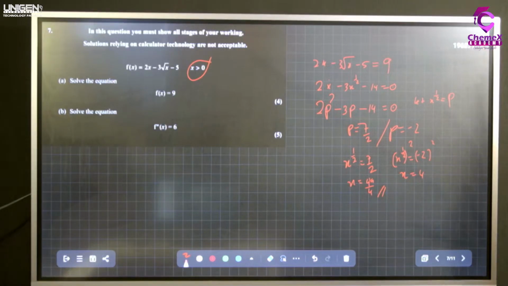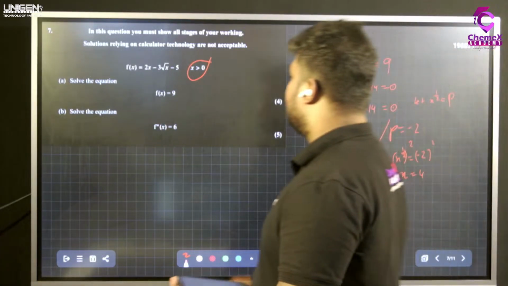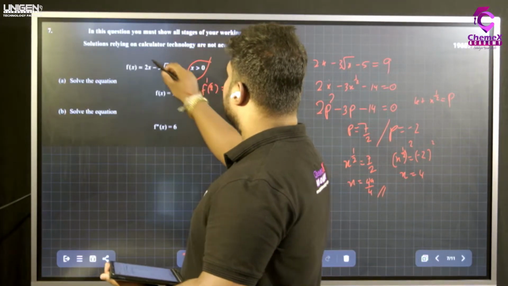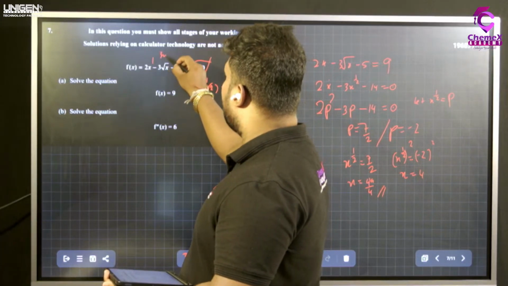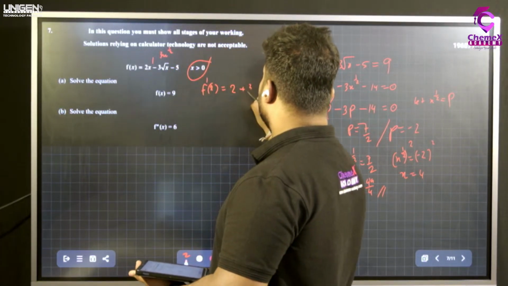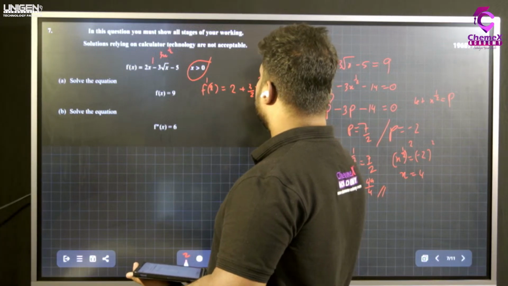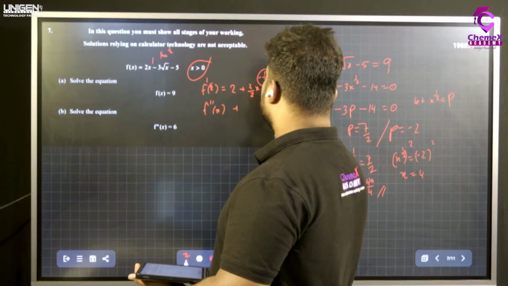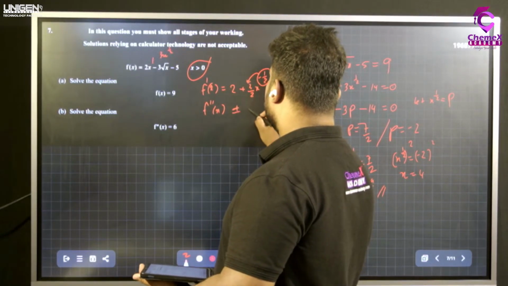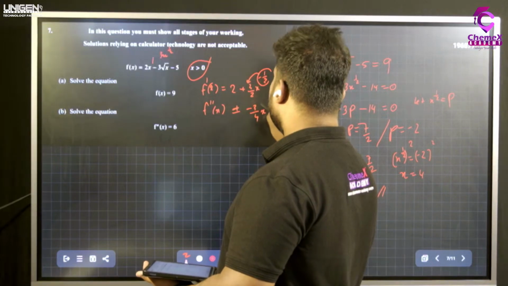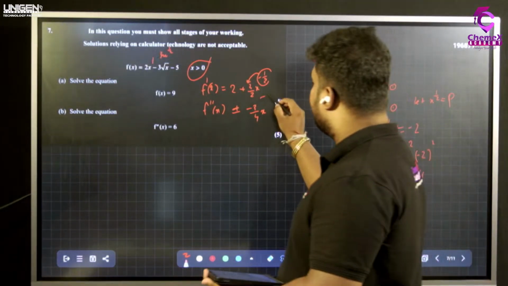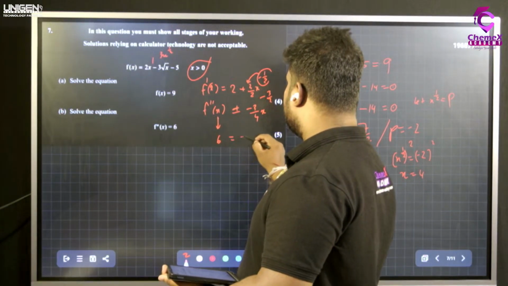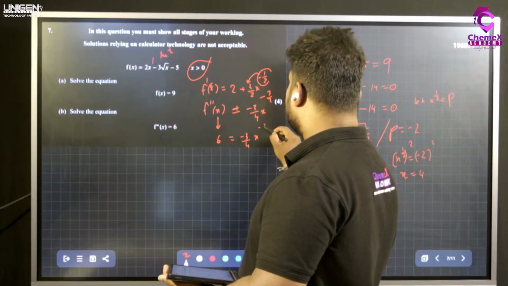Next, solve the equation f double dash x is equal to 6. So differentiate it. What is f single dash x? It's 2 plus 3x to the half, so it's going to be plus 3 over 2 x to the power minus half. That's it. Then f double dash x: the 2 doesn't come. This into this, minus 3 over 4 x to the power minus half minus 1, which is minus 3 over 2. So then they have given this is 6. 6 equals minus 3 over 4 x to the power minus 3 over 2.